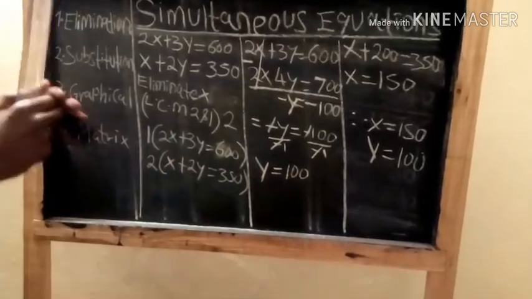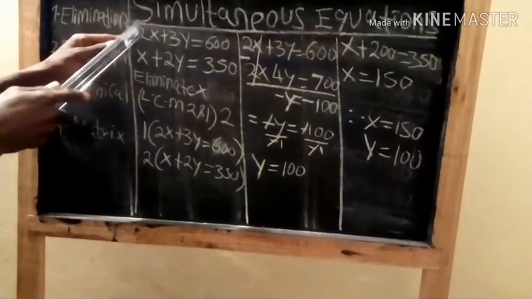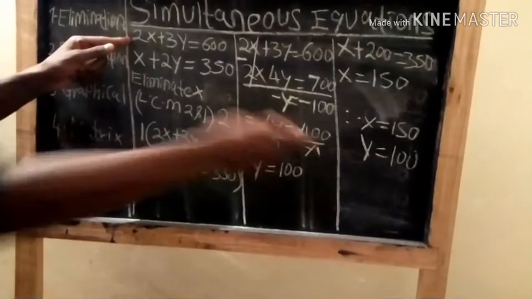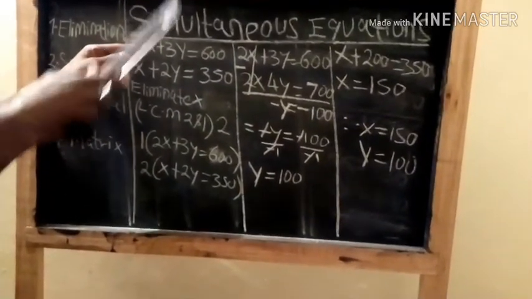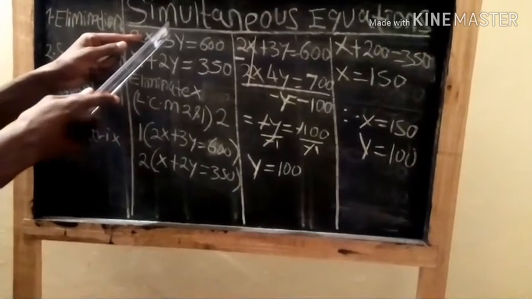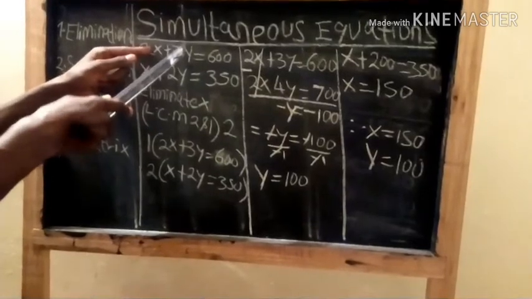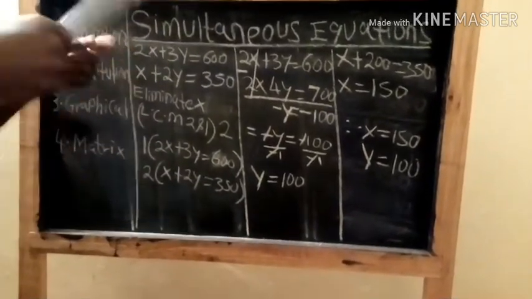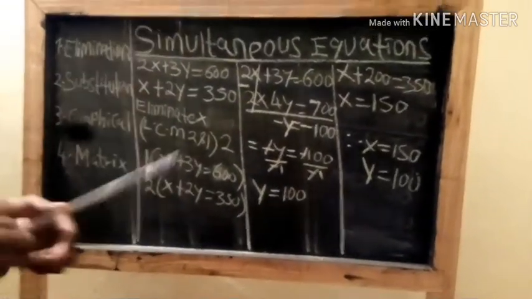So you can, here in the first equation, say 2 times x. 2x means 2 times x, and what is x? x is 150. So 2 times 150 is 300 plus 3 times y, and y is 100. So 3 times 100 is 300. So 300 plus 300 is 600, to mean you are right. You can as well try it in the second equation.